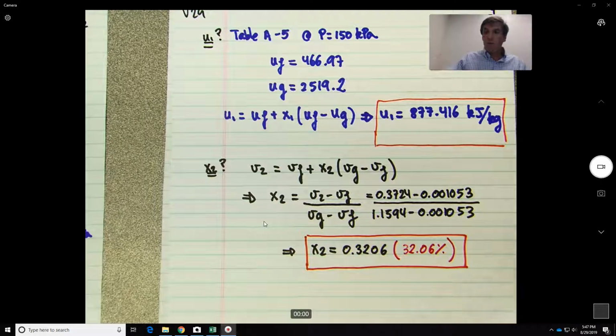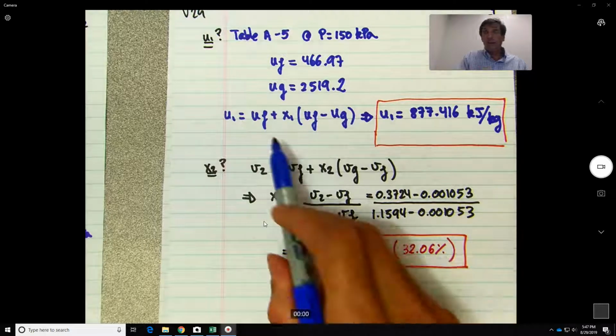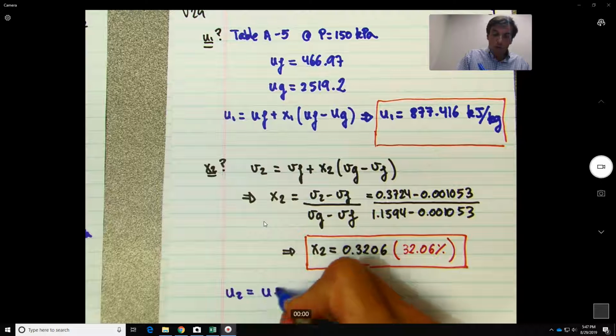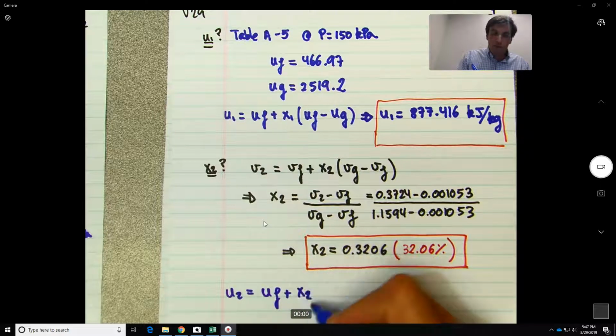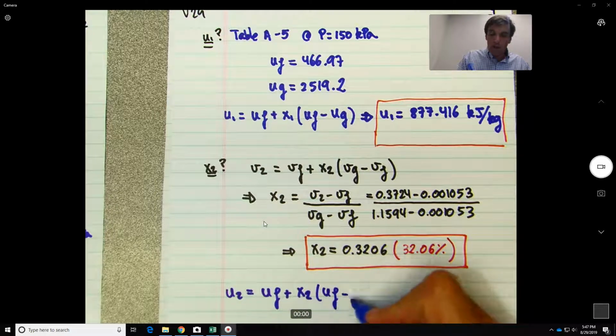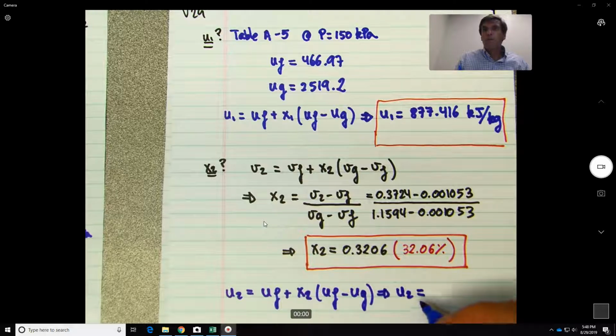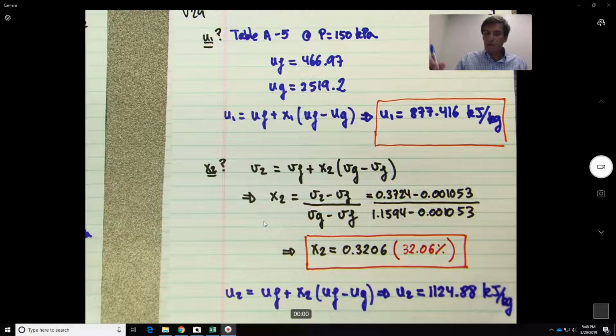Now that we know the quality factor, we can do just like we did right here. We can find that U2 will be equal to UF plus X2 (UG minus UF). And if you do this calculation, you find that U2 will be equal to 1124.88 kilojoules per kilogram.